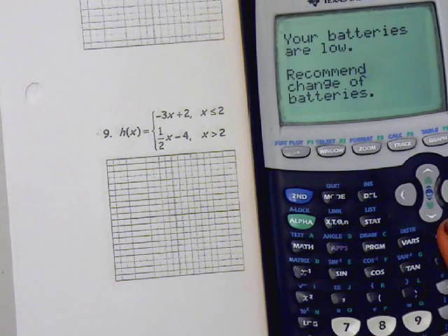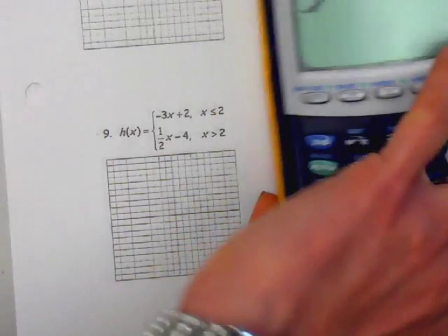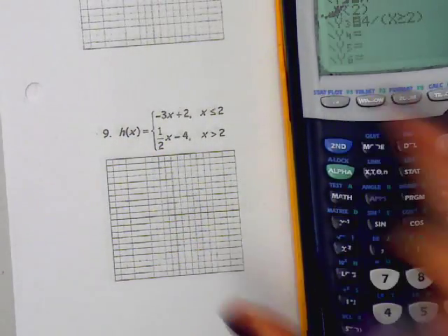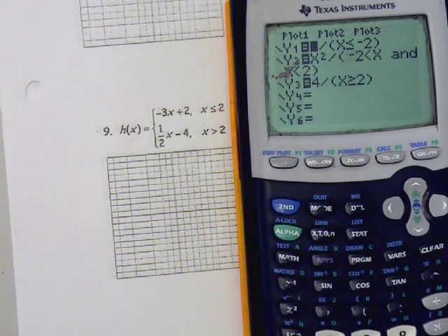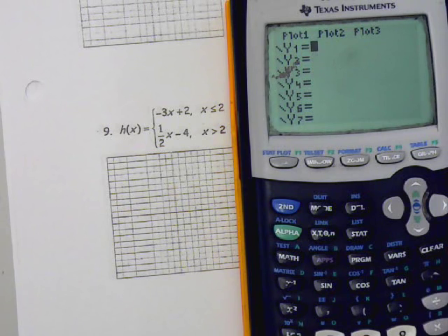I'm going to grab a different calculator. Okay. And we are going to make sure everything is cleared out. So we're going to do clear and clear. And what we're going to do is actually type in what we see there. So we're going to first type in negative 3x plus 2.